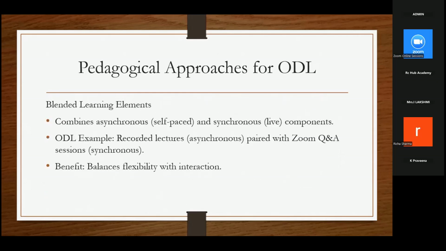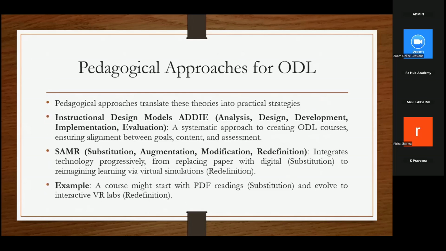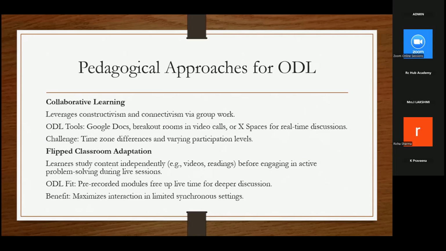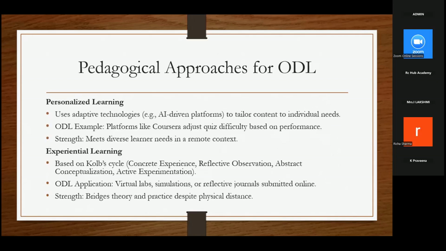So you can see here, this is about the pedagogical approach. What are all the pedagogical approaches? We can say that one is ADDIE and SAMR, and here blended materials. One is collaborative, flipped classroom, personalized, experiential learning.